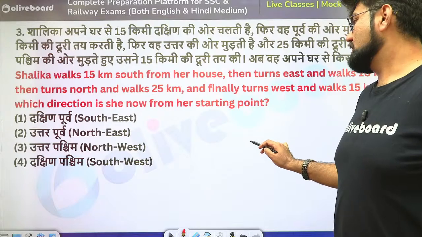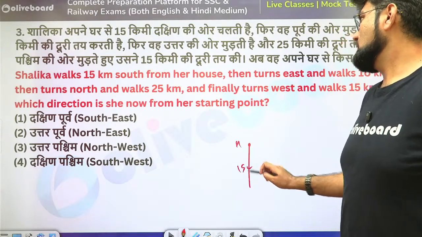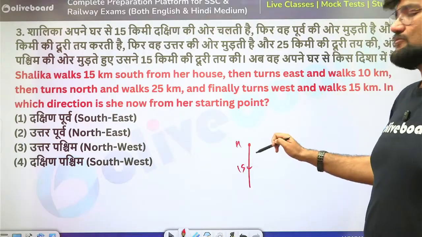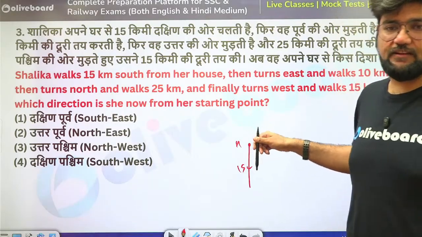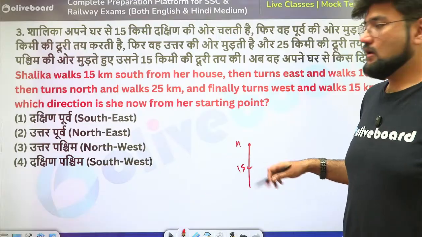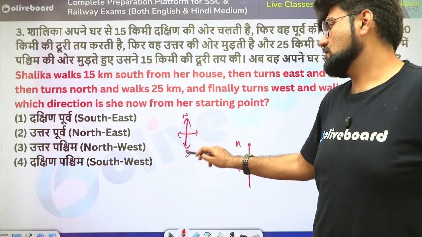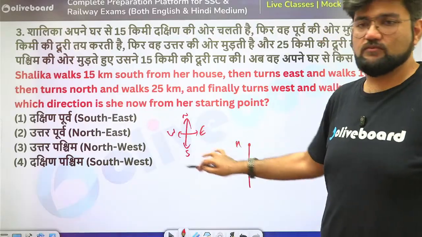Shalika walks 15 kilometers south from her house. This is Shalika's house. She is going 15 kilometers south. Then turns east. Now east means there is no left right here. Some people will feel that if she is moving this way, so now east will be here, west will be here. No. East, north, south, west, they are all in the same directions only, always. I don't have to draw this again and again, but this is what you need to understand.